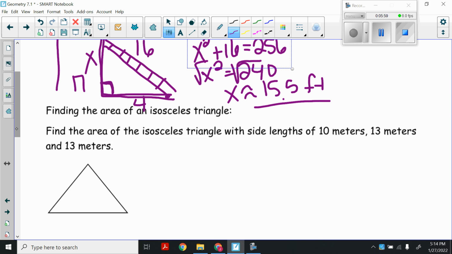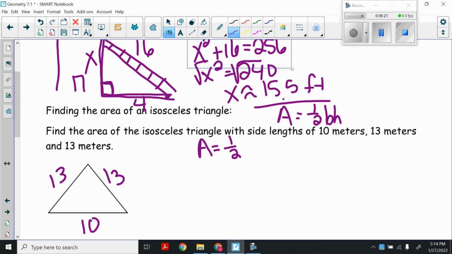So, recall, area of a triangle is 1/2 the base times the height. So in this picture, it says find the area of the isosceles triangle with side lengths of 10 meters, 13 meters, and 13 meters. I know that the two legs are the same in an isosceles triangle, so those are both 13. This is 10. So if I use my formula, area equals 1/2 the base. The base of my triangle is not one of the legs, so that's 10.